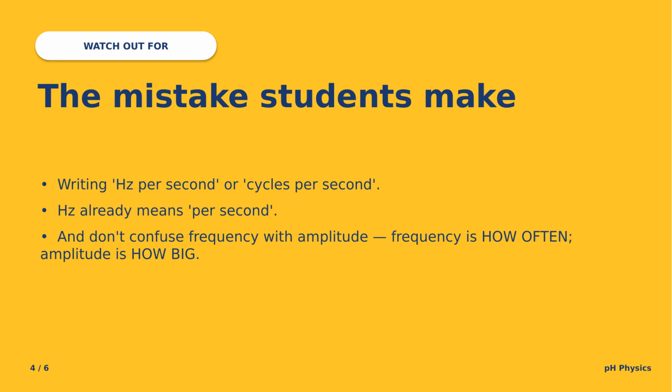Common slip: writing Hertz per second or cycles per second. Hertz already means per second. And don't confuse frequency with amplitude. Frequency is how often. Amplitude is how big.